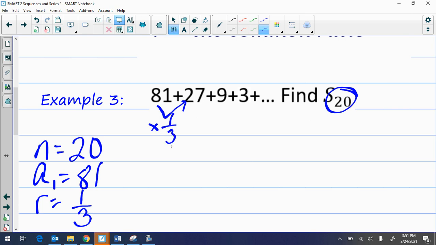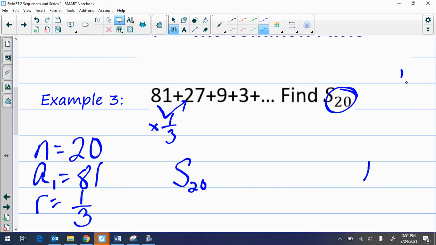Be careful there, don't say 3. Because 3 would be multiplying by 3. My numbers would be getting bigger. My numbers aren't getting bigger, my numbers are getting smaller. Okay? Now, my formula. I'm doing S sub 20.